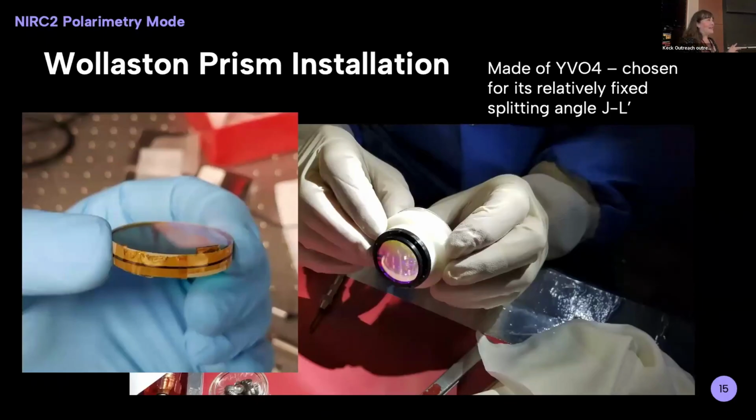I have a bunch of fun installation pictures to show you. So this is the Wollaston Prism. It's made of yttrium orthovanadate, which we chose because it actually splits at a similar angle across all of the bands we care about, so it just makes things more consistent. And I always think pictures of optics are very fun. That's part of why I do instrumentation.